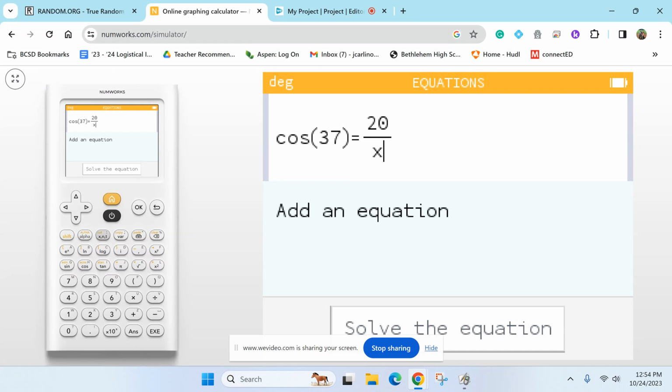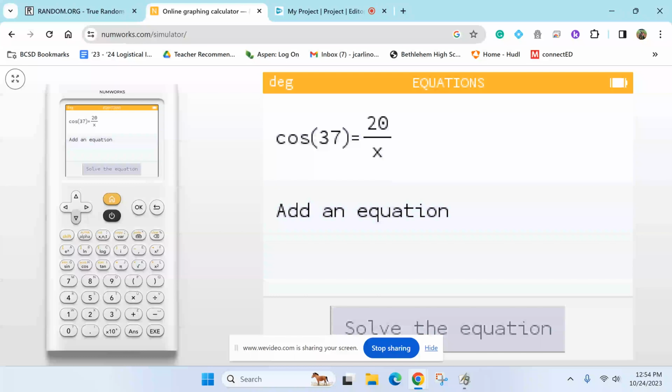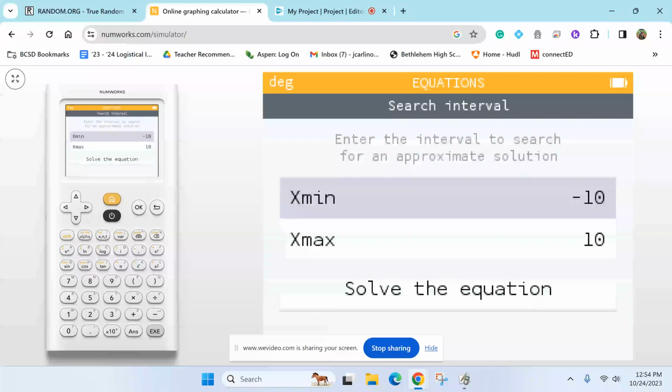Everyone all right so far? Yeah. Okay, enter to highlight it. Go down to solve the equation. Okay, now it's asking for a minimum and a max. Now look, I'm going to let you put in probably negative 1,000 to 1,000, because if you just leave it negative 10 to 10 and the answer is 25, it's not going to show you. All right, so you got to give it a range here.